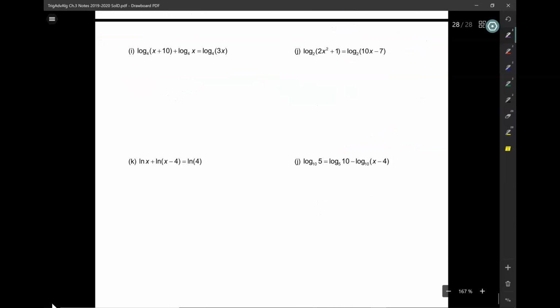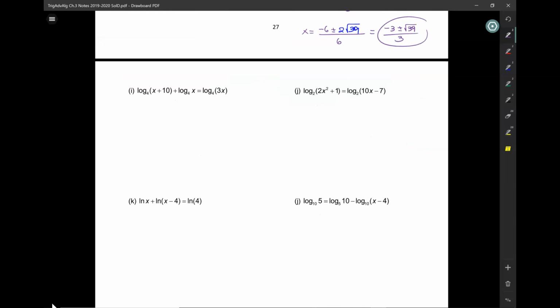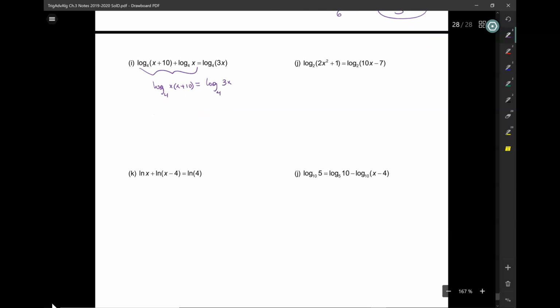All right, let's do one more. We're going to condense this. So we're going to get log base 4, x plus 10 is equal to log base 4, 3x. Insides equal to each other. You guys mind if I distribute first? So I get x squared plus 10x minus 3x is equal to 0. I skipped too many steps there. Did I? You guys okay?